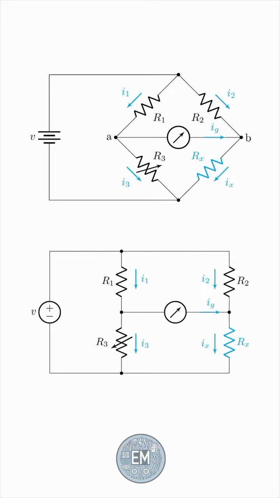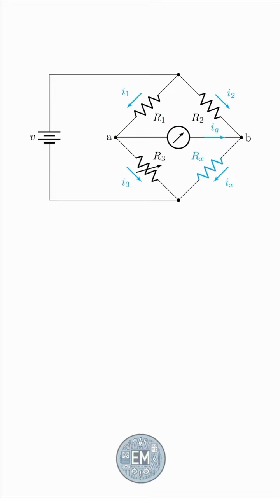So, since Ig is 0 in a balanced bridge, I1 must be equal to I3, and I2 must be equal to Ix. Also, since Ig is 0, there is no potential drop across the galvanometer, so nodes A and B are at the same potential, meaning the voltage across R1 is equal to that across R2, and the same can be said about R3 and Rx.